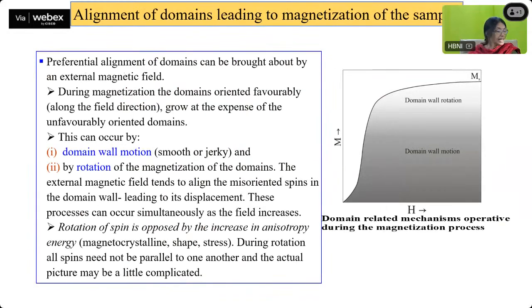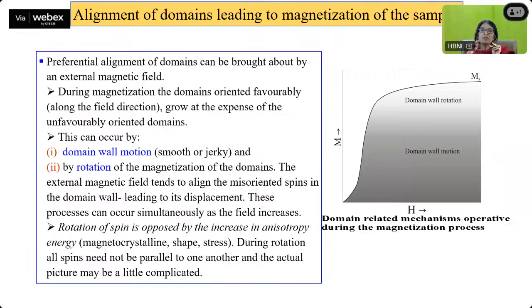Now the alignment of domains leads to magnetization of the sample. Preferential alignment of domains can be brought about by an external magnetic field. During magnetization, the domains orient favorably, that is along the field direction, and grow at the expense of the unfavorably oriented domains. So if you have different magnetic domains inside a magnetic material, when you apply the magnetic field, these domains will all start to orient favorably along the field direction, and they will grow at the expense of the unfavorably oriented domains.